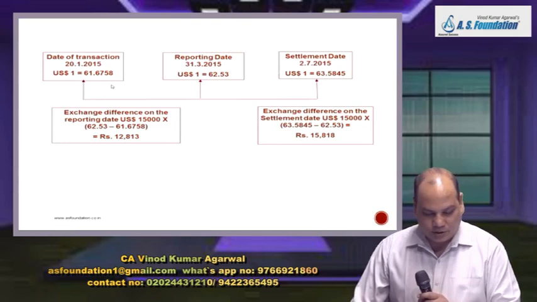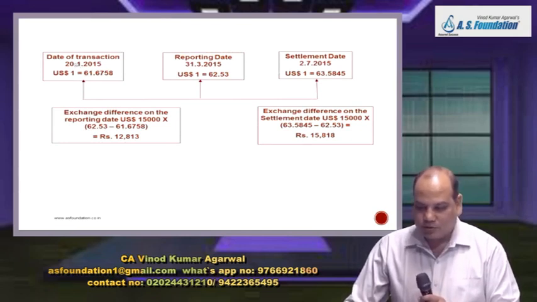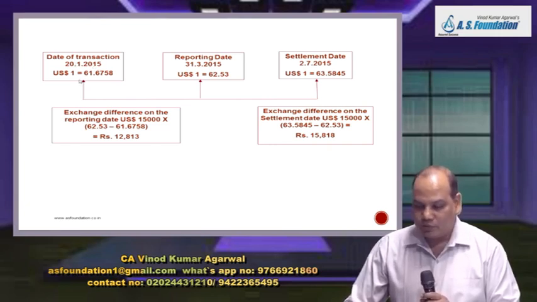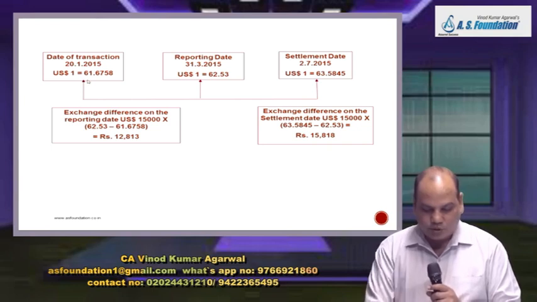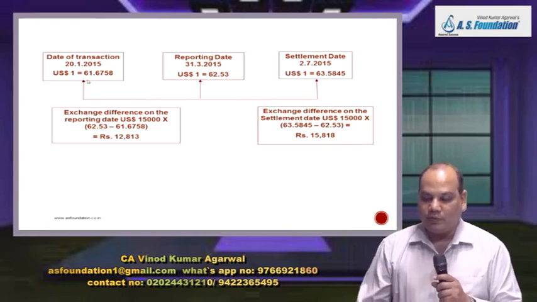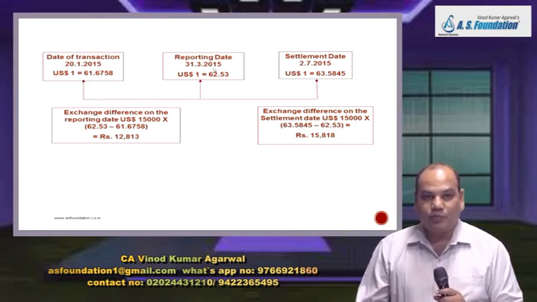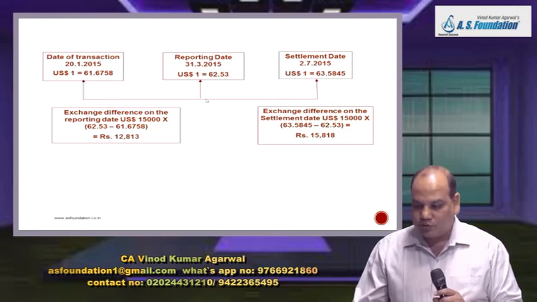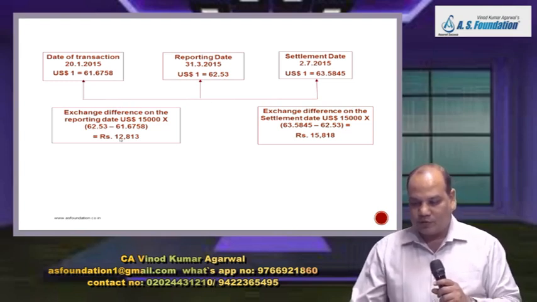So first let us understand this problem. This I have written in your notes. The date of transaction is 20th January 15 when the rate was US dollar 1 equal to 61.6758, and then on the reporting date the exchange rate is 62.5300. So between these 2 dates there is some exchange difference.